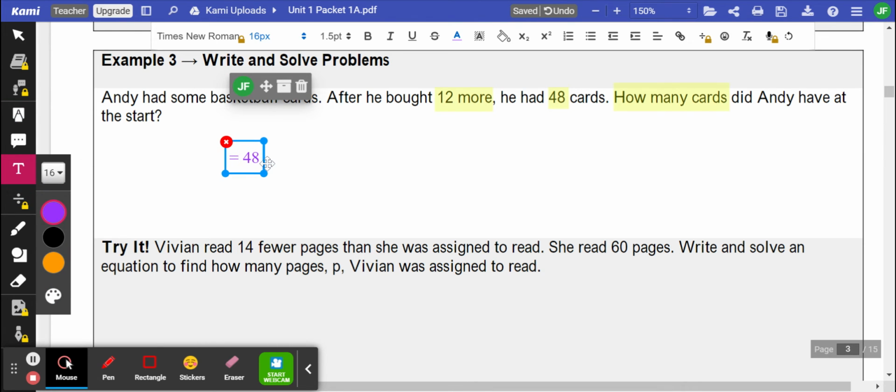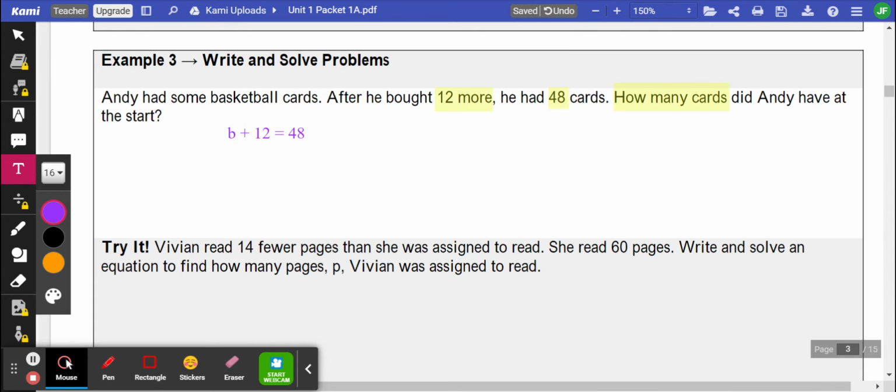We can use any variable here because they didn't tell us what to use. I'm going to use B because we're talking about basketball cards. You could use C, you could use X, but B plus 12, since he added 12 cards or bought 12 more cards, we're going to add there instead.